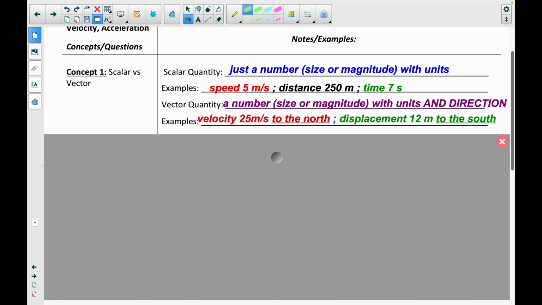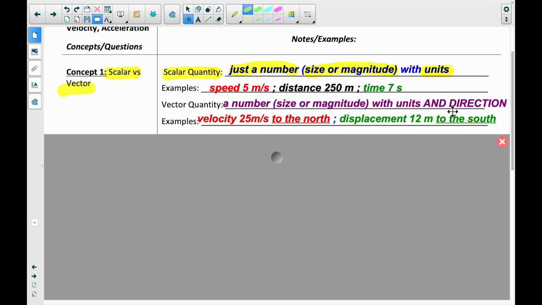One thing we need to talk about is the difference between scalar and vector. This is a concept that some of you have learned in your math classes, some of you have not. So let me just really quickly point out the differences. A scalar quantity is just a number. It has units, and it's describing the size or the magnitude of something. For instance, 5 meters per second, 250 meters, 7 seconds. Those are scalars.